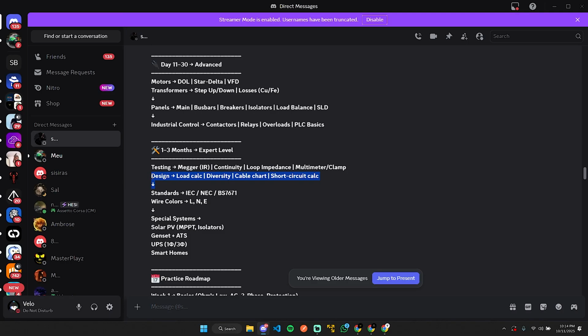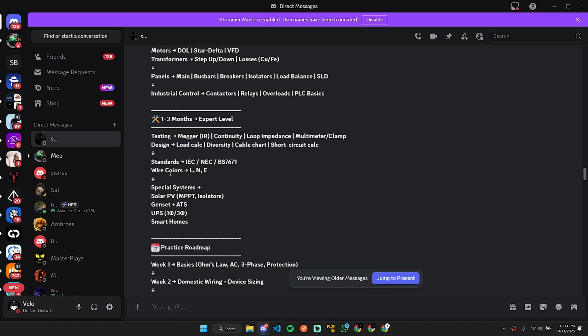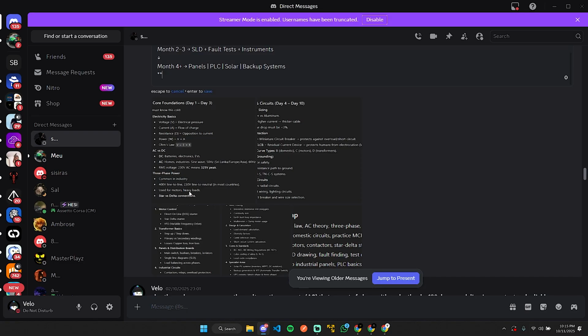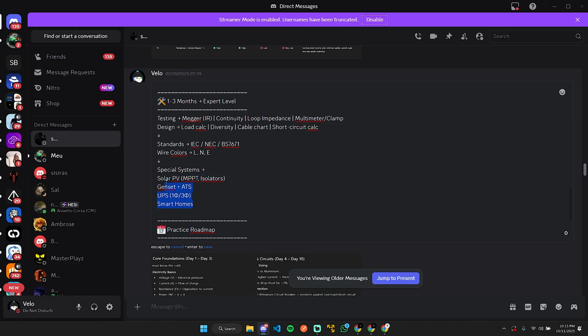Continuity, loop impedance. Load calculation, diversity, cable chart, short circuit calculation. Standards: the wire colors are live, neutral, and earth. Special systems, solar PV. Okay, so I don't really need this for now. I'm going to get rid of the special systems part because it's confusing right now.